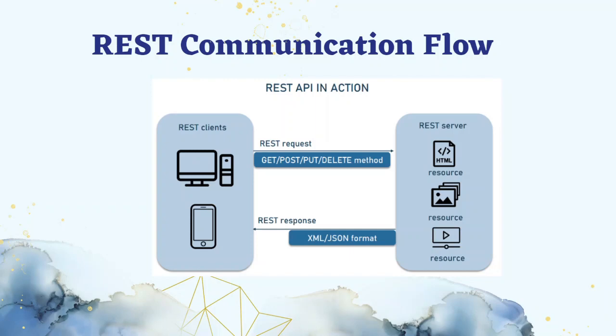Post is used if you want to create a new record, for example. If you want to get something, you can use the get method. If you want to update something, you can use the put method. If you want to delete something from your source, you can use the delete method. So these are the four methods used to send requests, and the response will always be in a JSON format or an XML format.